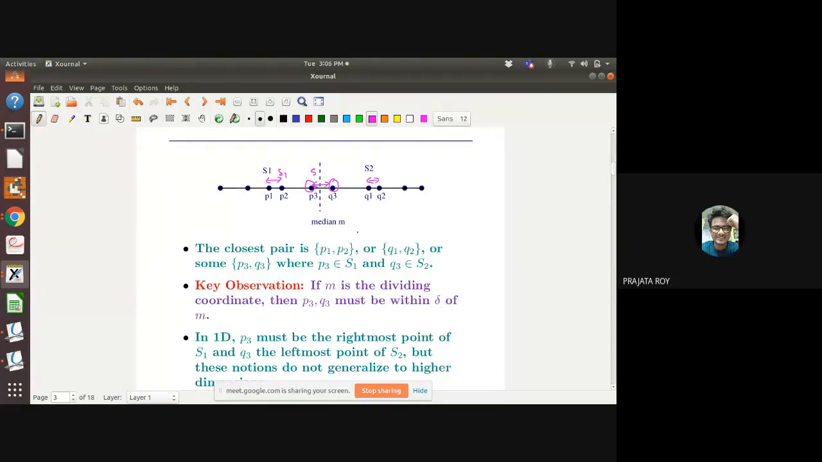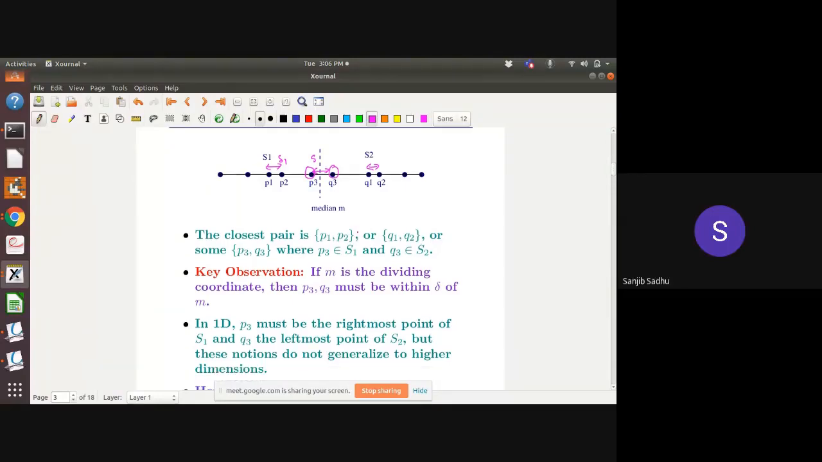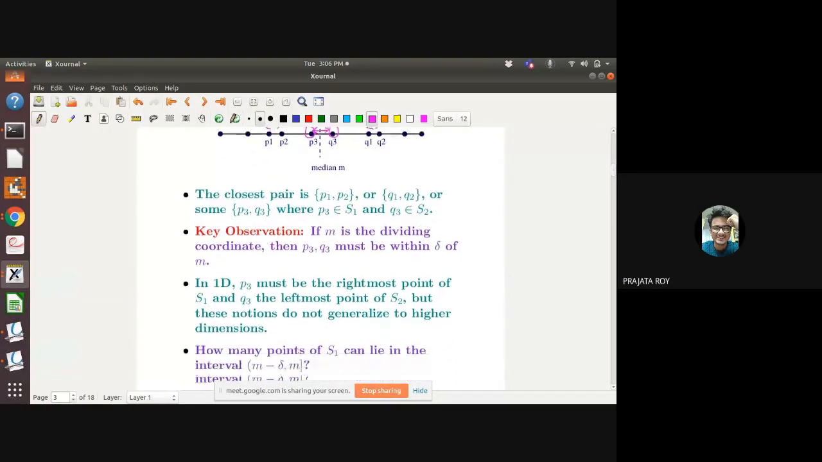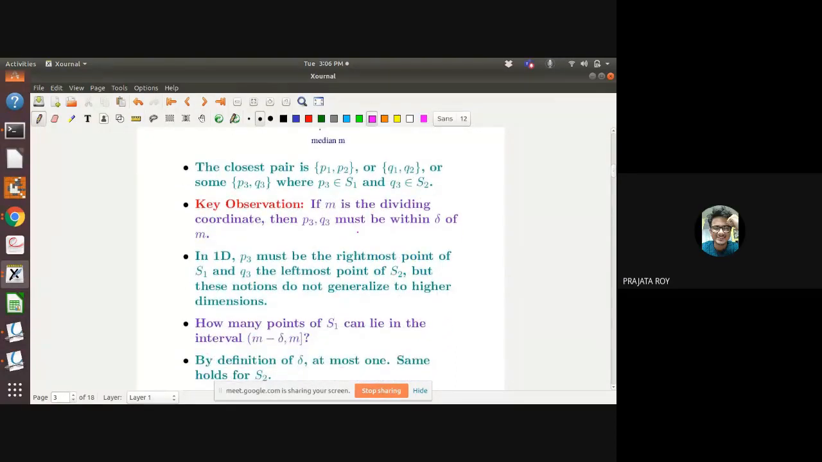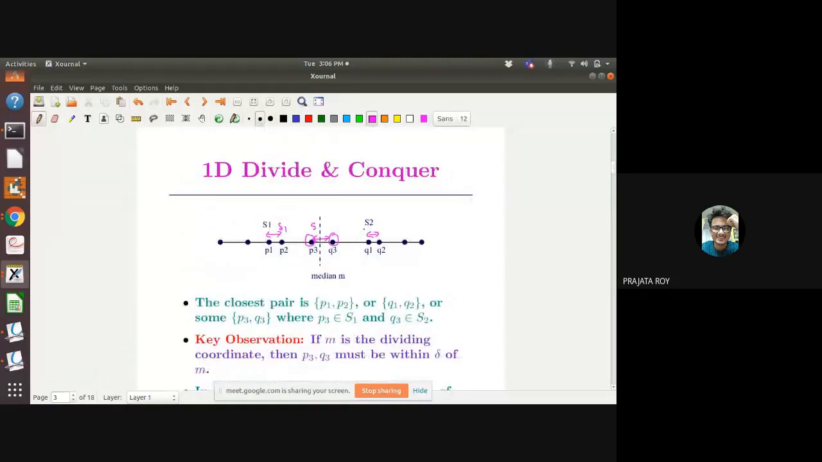Yes, sir. So how much time does it take to compute which one is the smaller? Sorry. Here you see this is delta 3, this is delta 2. So I have to compute the minimum of delta 1, delta 2, and this delta 3.